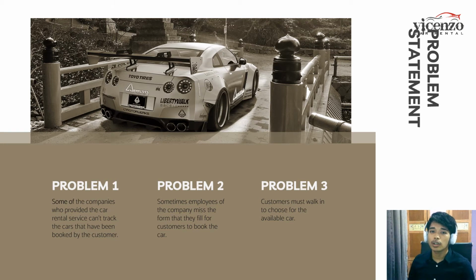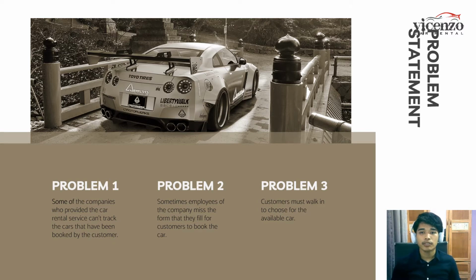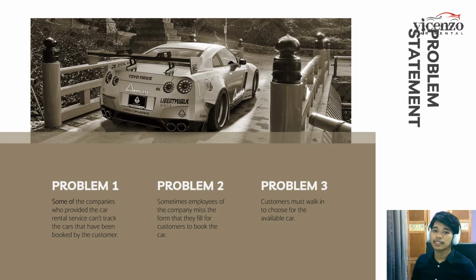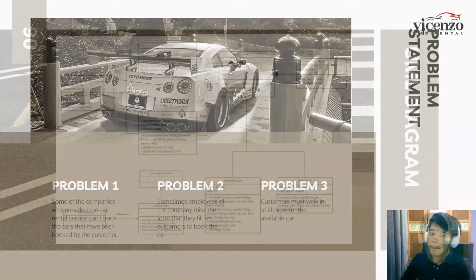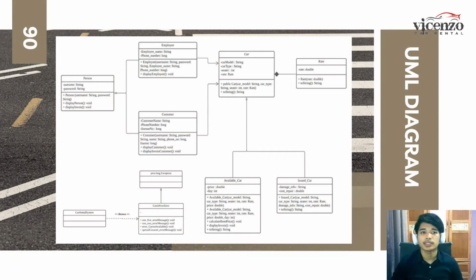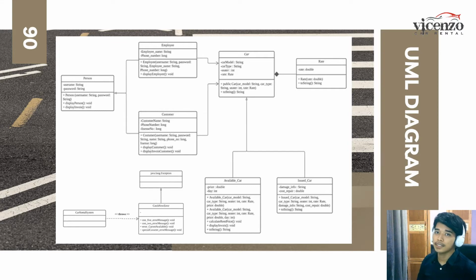Okay, so with our new system, the process will be more efficient, and the safety of hire cars is secure. Okay, next, to solve all the problem statements before, we create a UML diagram for our system.